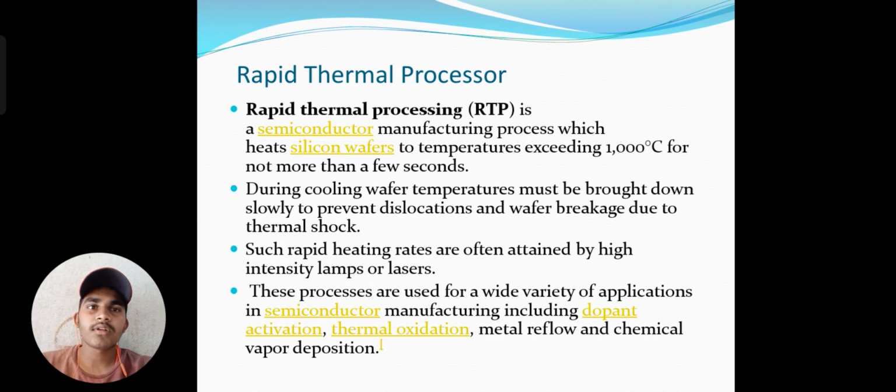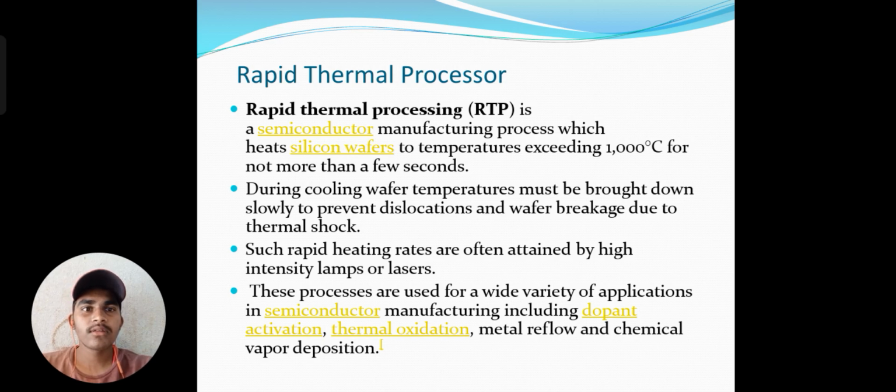Rapid thermal processor. Rapid thermal processor (RTP) is a semiconductor manufacturing process which heats silicon wafers to temperatures exceeding 1000 degrees Celsius for not more than a few seconds. During cooling, wafer temperatures must be brought down slowly to prevent dislocations and wafer breakage due to thermal shock. Such rapid heating rates are often attained by high intensity lamps or lasers.